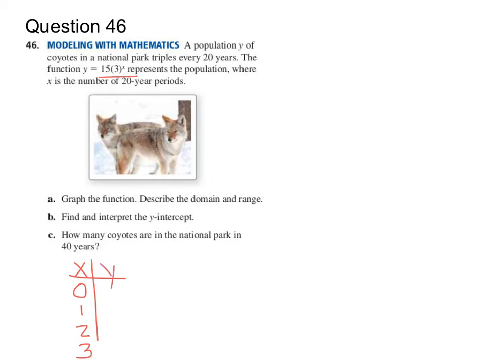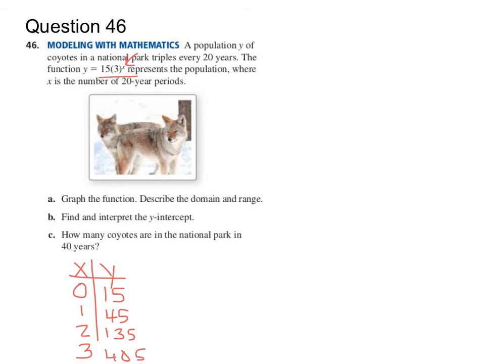If I plug 0 into this function, I would have 3 to the 0 is 1, so 1 times 15 is 15. Then 3 to the first power is 3, and 3 times 15 is 45. Then 3 squared is 9, and 9 times 15 gives me 135. All right, already we're getting pretty big. Then 3 to the third power is 27, times 15, and that gives me 405.